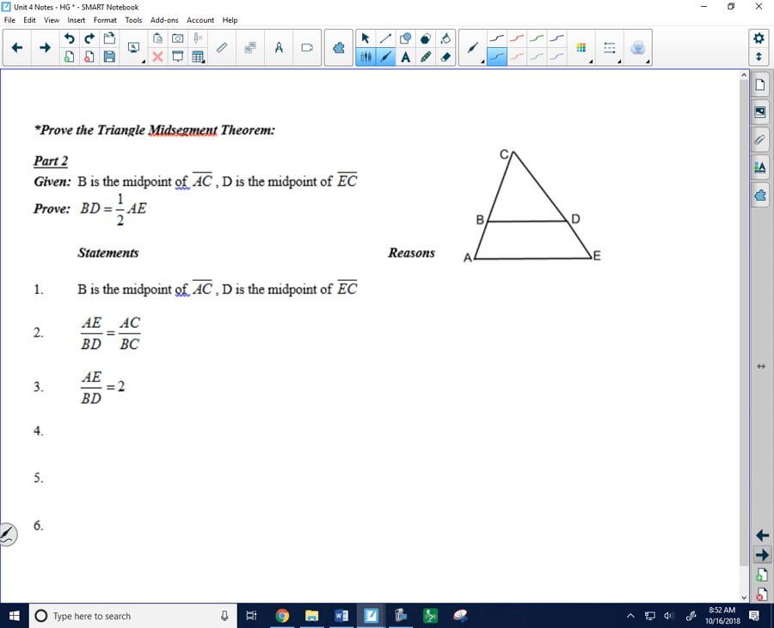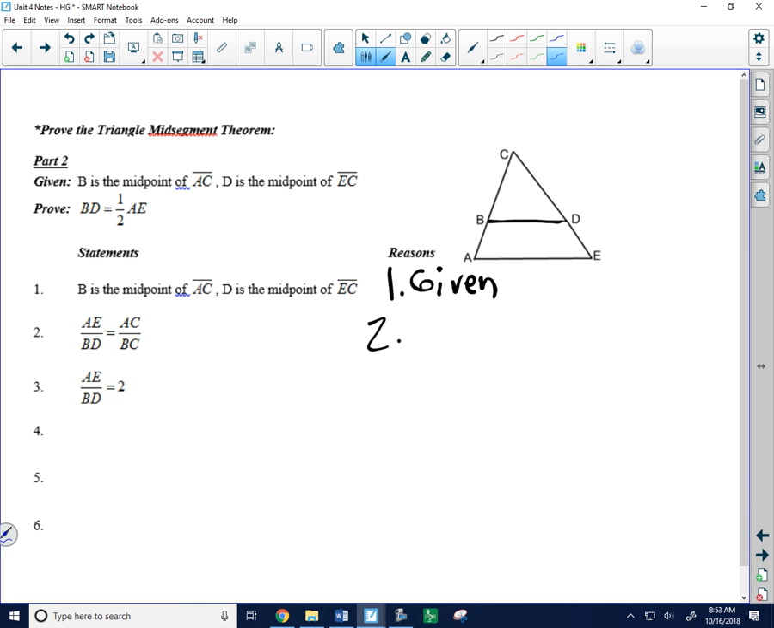We start with the same thing. Instead of showing that these lines are parallel, I'm going to show that this segment is half the length of AE. I'm going to start with the fact that we knew the triangles were similar from the last one. Part one, we knew the triangles were similar.